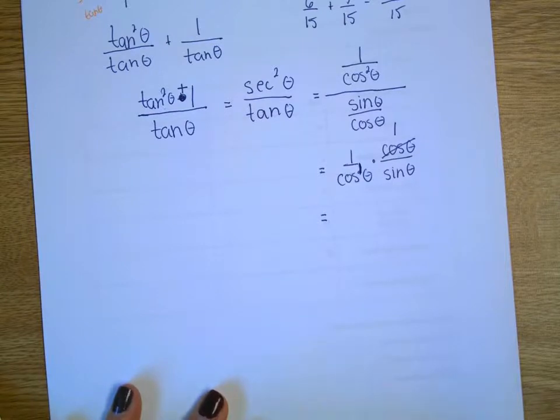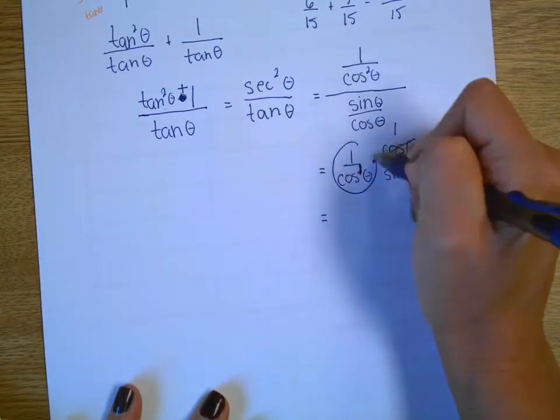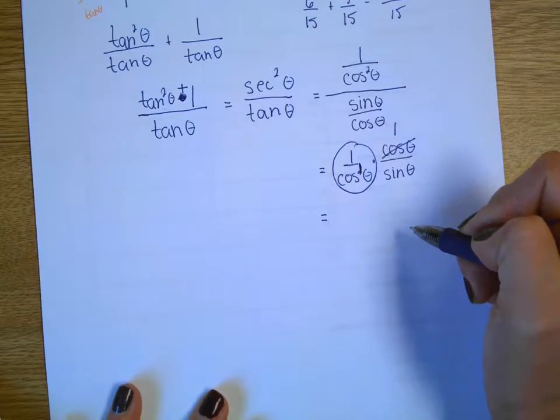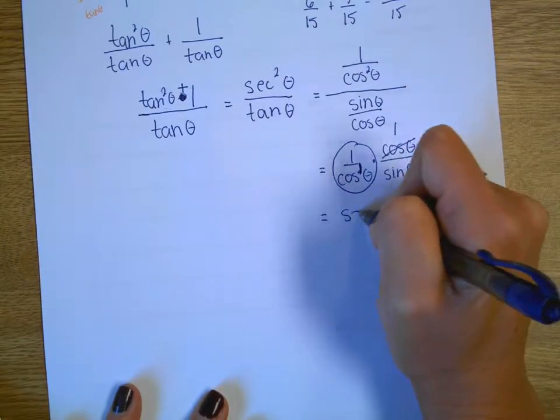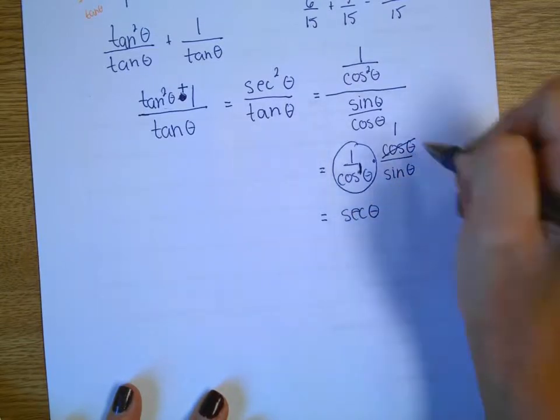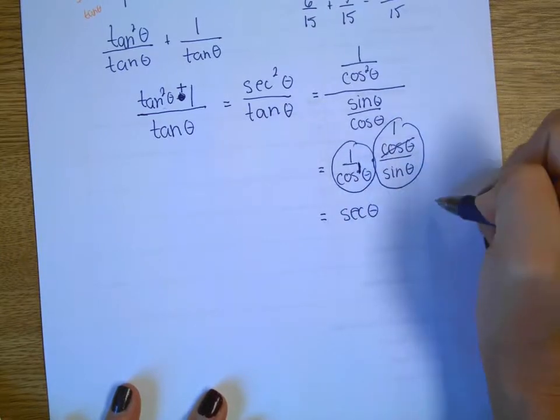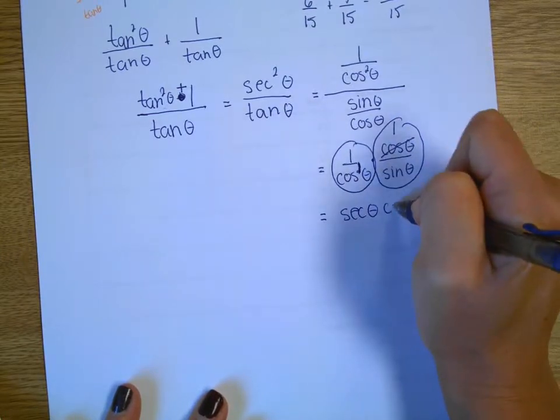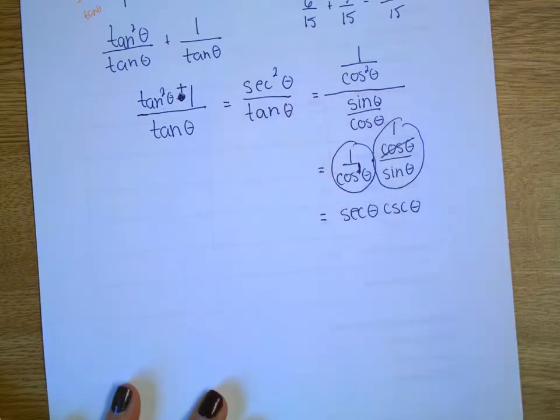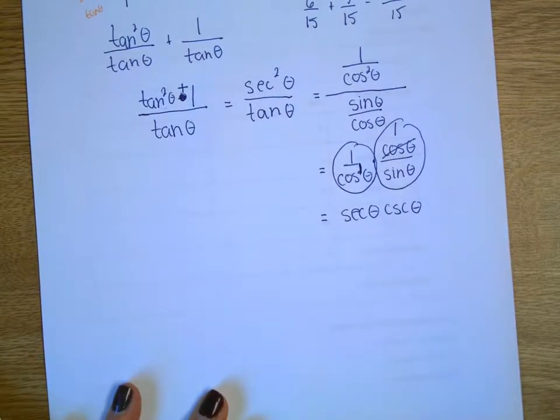Okay, 1 over cosine. What function is 1 over cosine? Secant. 1 over sine. What's the opposite of cosine? Cosecant. Yeah, that one. Now we got 1 over cosine over 1 over sine. And you did what now? 1 over cosine is secant.